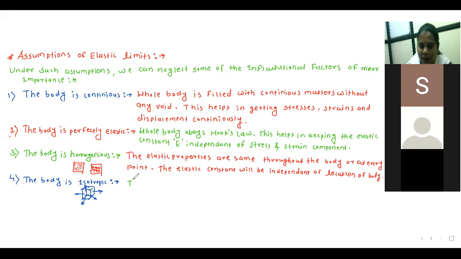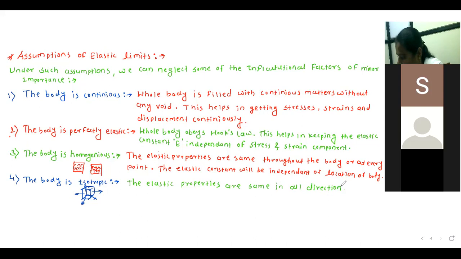The elastic properties are same in all directions. Then we will say the body is isotropic. This is our fourth assumption. And now we will see our last assumption, the fifth assumption.